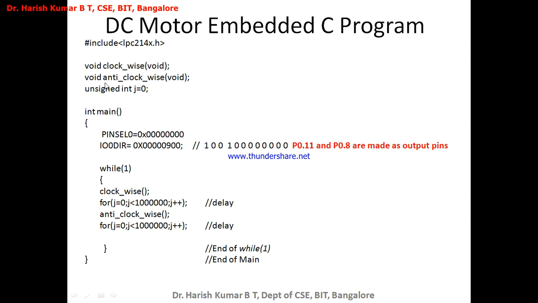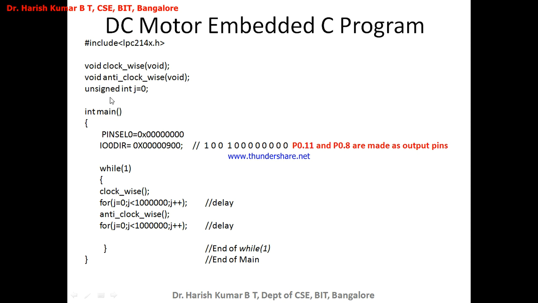And similarly, this statement, the prototype for the second user defined function, gives an indication to the compiler that there is a user defined function with the name anti-clockwise, and again the return value of that function is void. It is not going to return anything, and it doesn't take any parameter.